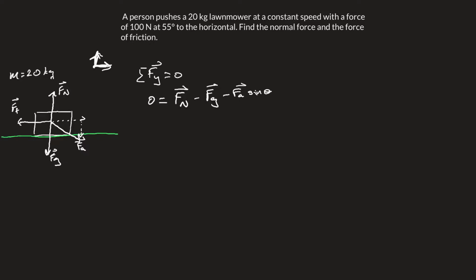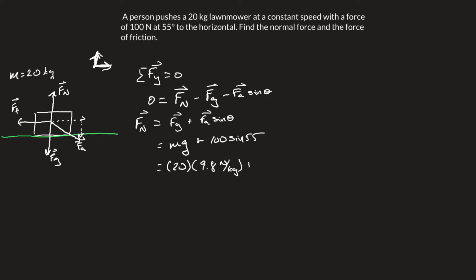So if I rearrange this a little bit, I have Fn on one side, and that gives me Fg plus Fa sine theta. So Fg is equal to the mass times the force of gravity. Fa is equal to 100 newtons times sine 55. I can start plugging in a little bit more, so I know my mass is 20. Make sure that it's in kilograms. Our value for g here is going to be 9.8 newtons per kilogram, plus 100 sine 55. I can solve all of that, and I'm left with 278 newtons, and that's going to be in the up direction.